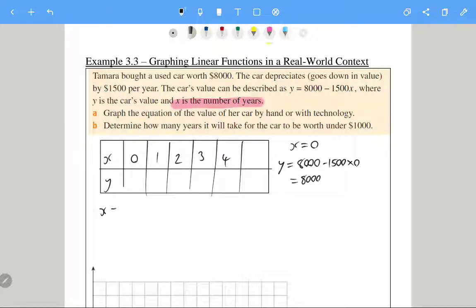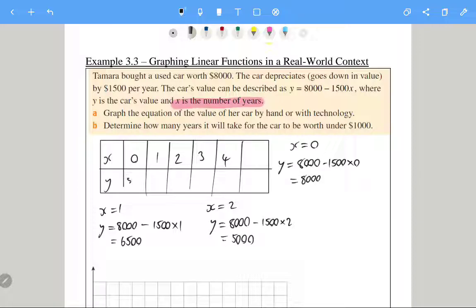Let's try x equals 1, after 1 year. Alright, well 1,500 times 1 is 1,500, and so we get 6,500. Let's try x equals 2. 1,500 times 2 is 3,000. 8,000 minus 3,000 is 5,000.